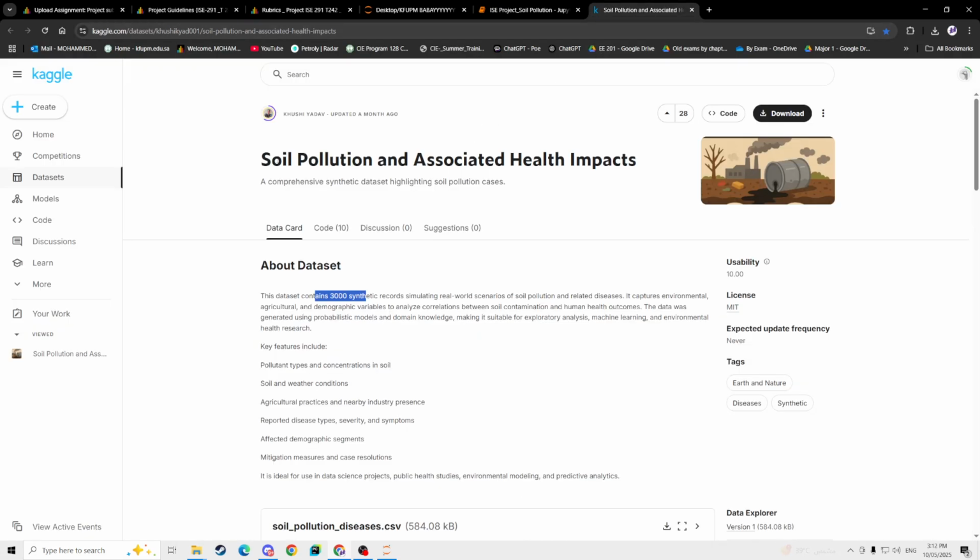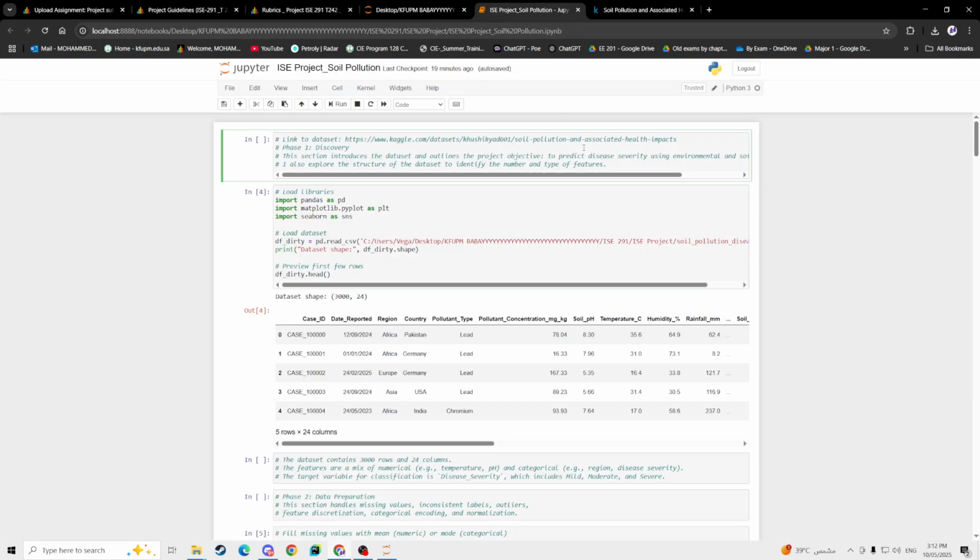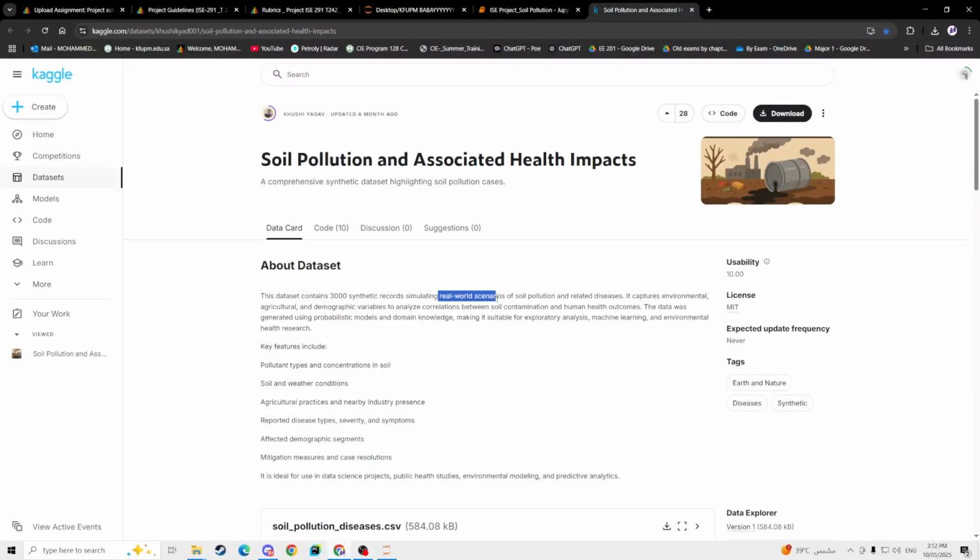The dataset I chose for this project is the soil pollution and associated health impact dataset that was uploaded onto Kaggle by Koshi Yadav. This is a synthetic dataset that includes 3,000 simulated records using real-world scenarios. Now, the reason I chose this dataset specifically is for a few key reasons. This dataset offers a strong real-world context, considering that it uses real-world scenarios as a basis of simulation.